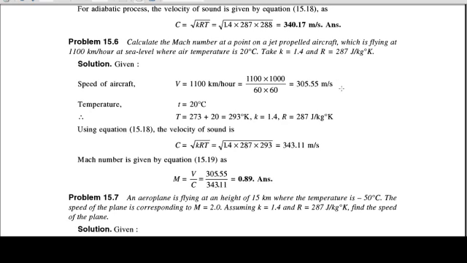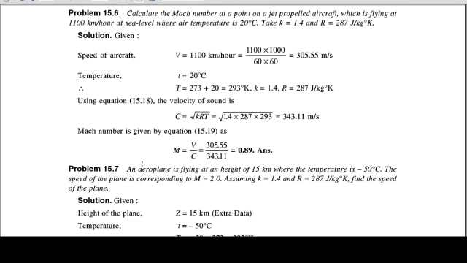305.55 meter per second. Then the temperature they have given as 20 degrees. Then the absolute temperature will become 273 plus 20, which is equal to 293 degree Kelvin. Then the value of K they have given as 1.4 and R as 287 joule per kg per degree Kelvin. Then as we know, the velocity of sound equation is under root of KRT. Then we will get the value of C as 343.11 meter per second.